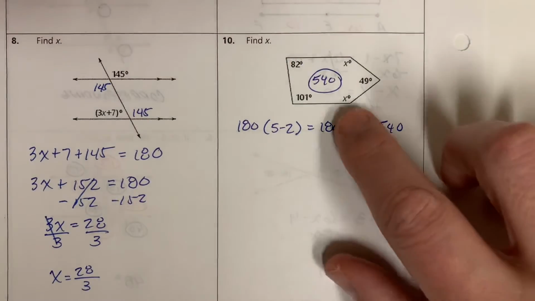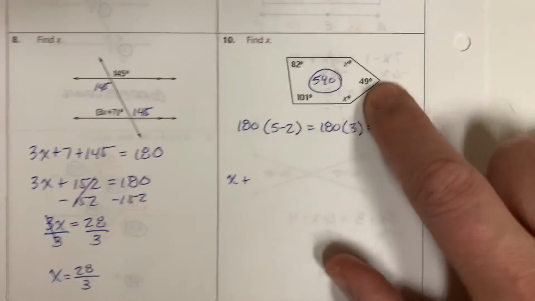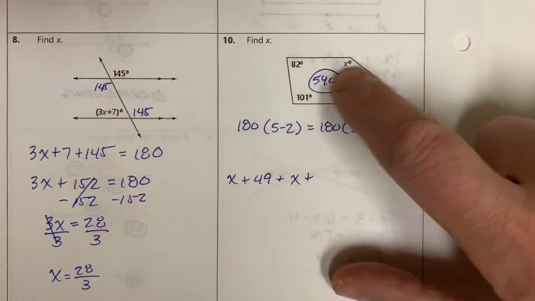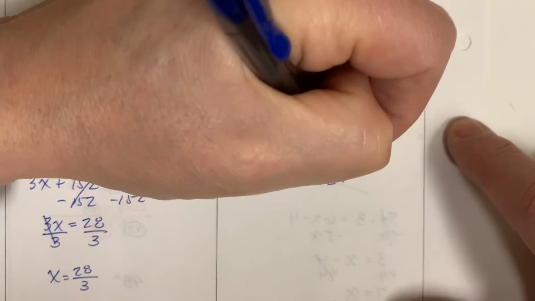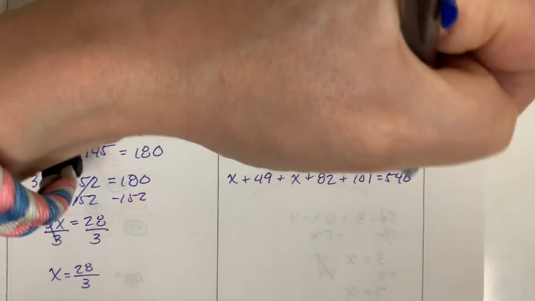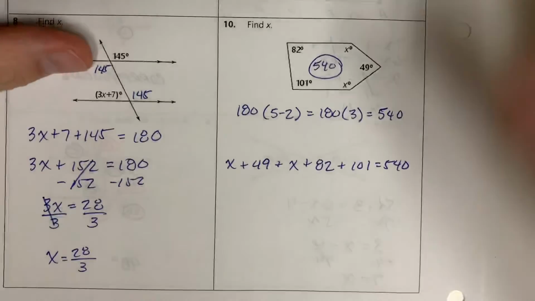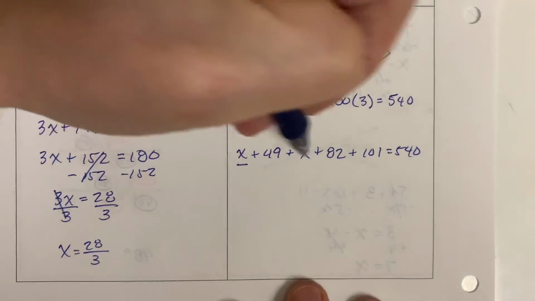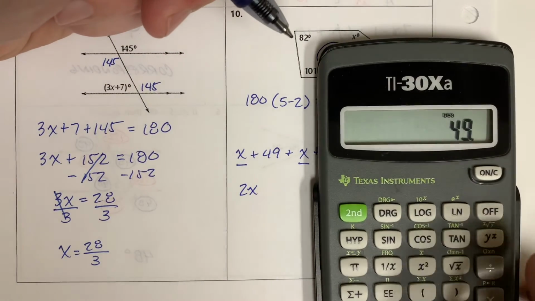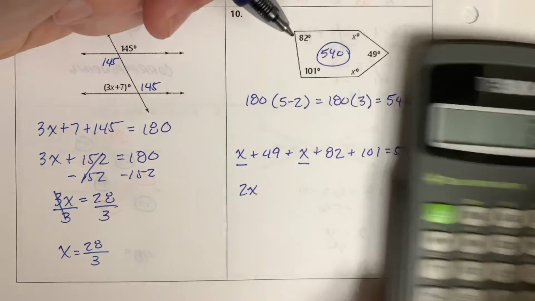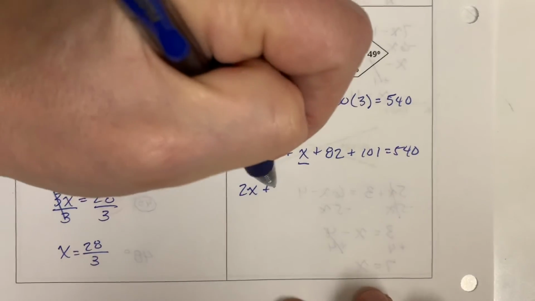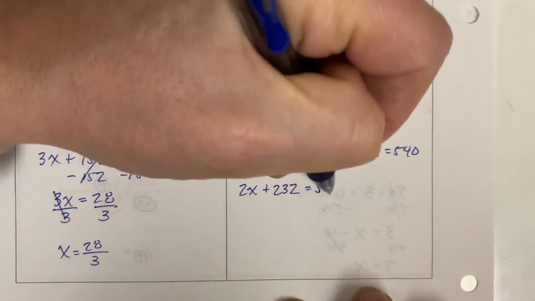So let's go around the figure. We have an x plus 49 plus an x plus an 82 plus a 101 all equals 540. All right, so let's clean up our left side over there. So we have 1x and 1x make 2x. Okay, we've got a 49. We have an 82. And we have a 101. That makes 232. So plus 232 is equal to 540.